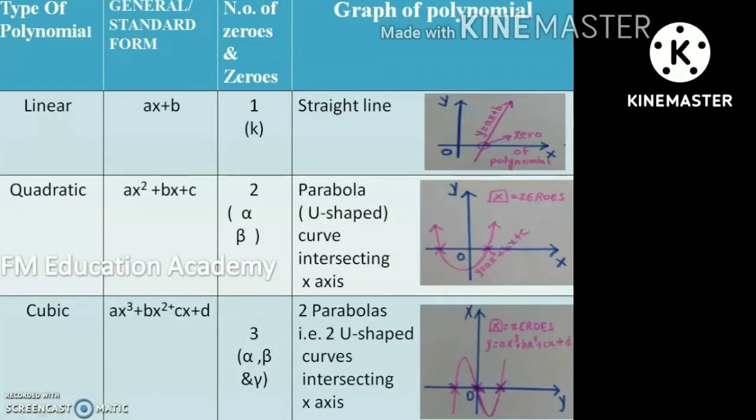So where is the x-axis meeting the curve? The x-axis is meeting the curve at 2 points, 1 point and 2 points. So these are my zeros from the graph.